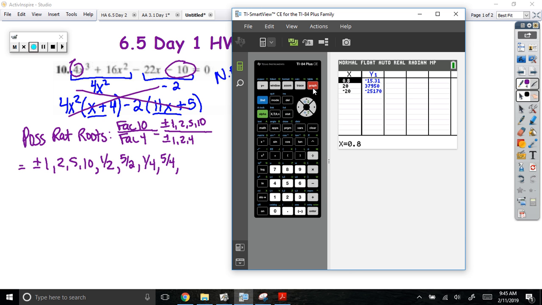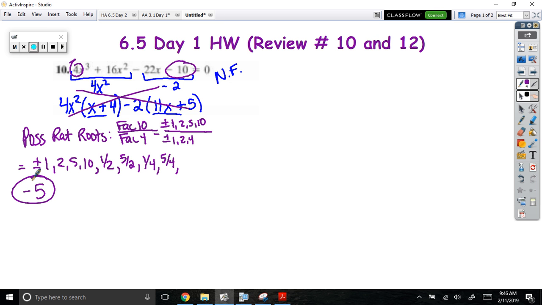We can always check by the table. Right now my table I have set to input the values. So let me test negative 5 and I do get 0. Alright, we could also test the other ones if we wanted to, like 1/2 and 5/4, but I will tell you that this is the only one that works.